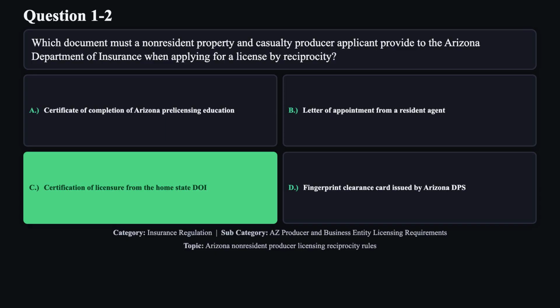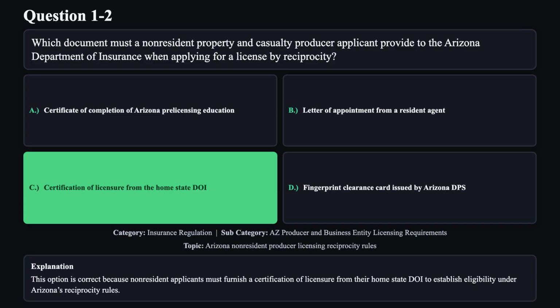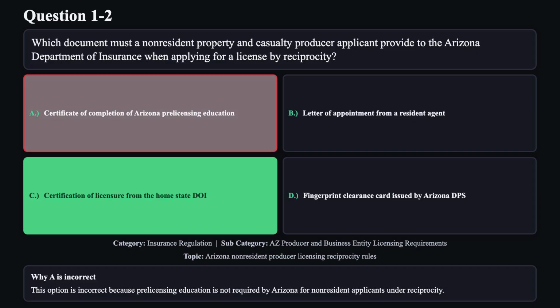The correct answer is C. This option is correct because non-resident applicants must furnish a certification of licensure from their home state DOI to establish eligibility under Arizona's reciprocity rules. Reason A is not correct. This option is incorrect because pre-licensing education is not required by Arizona for non-resident applicants under reciprocity.